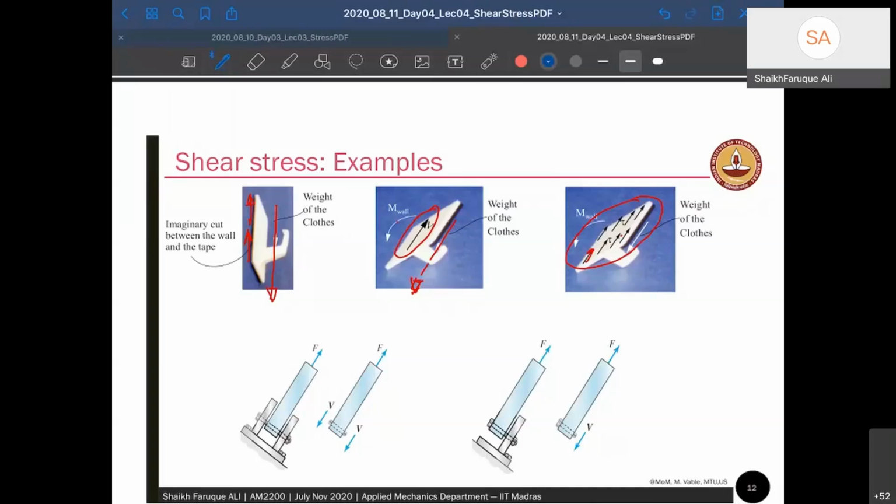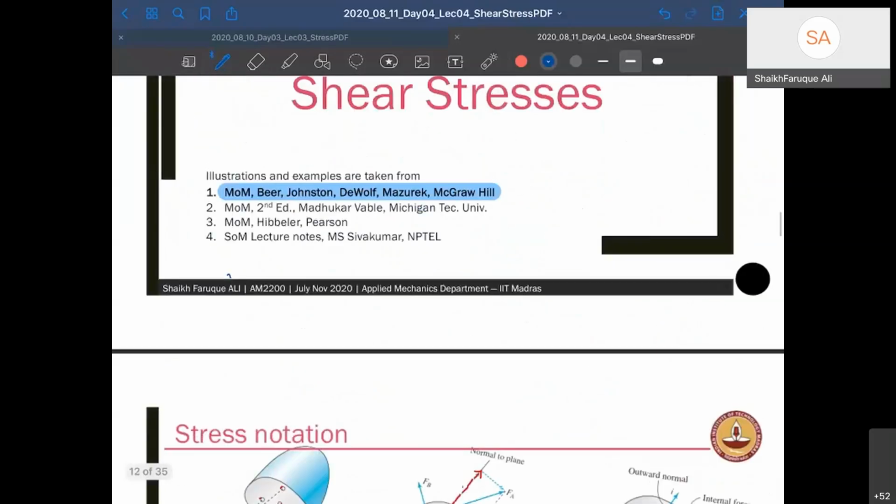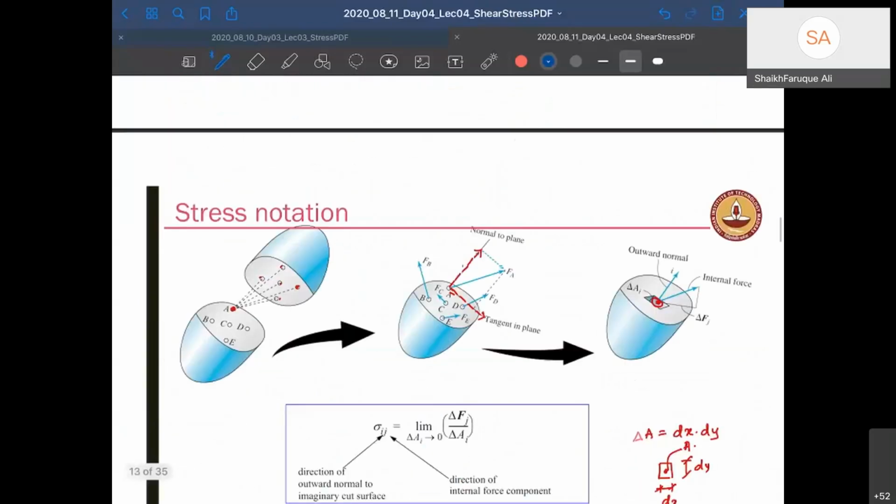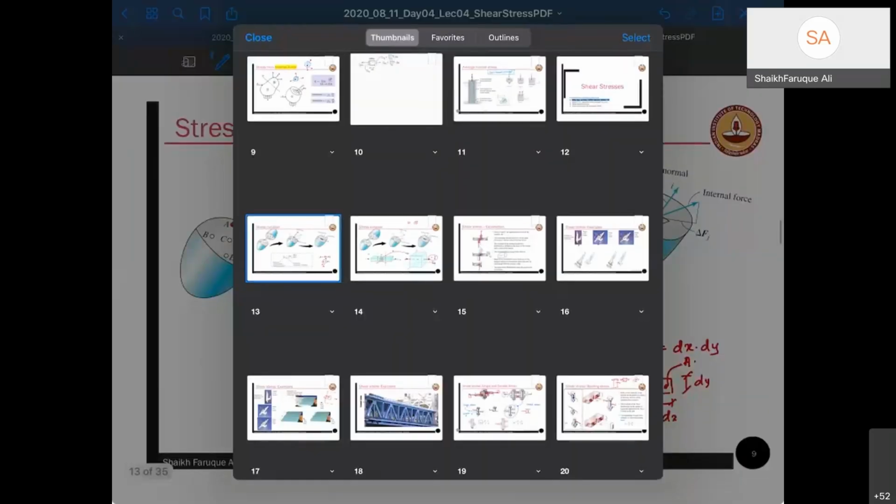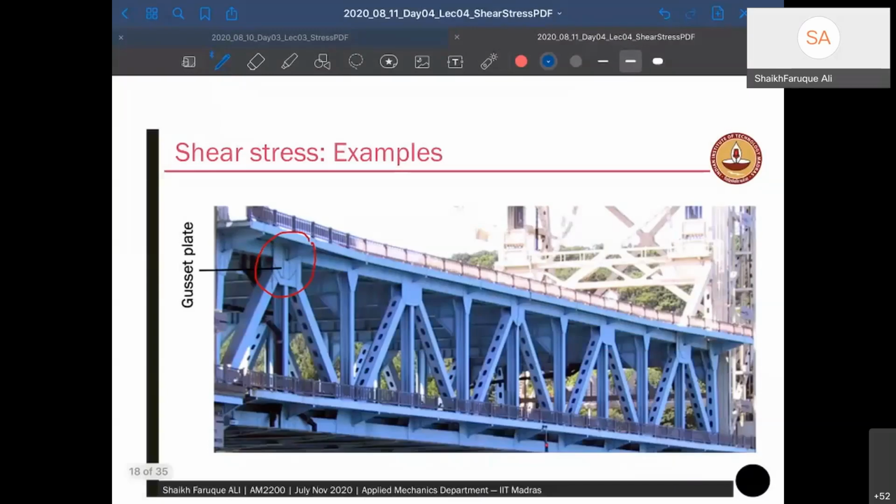I gave an example of gusset plates somewhere. I don't remember where it is. Yeah, here. If you see this structure, this is a bridge structure, right? The bridge structure will have a lot of members coming from different directions. This is one member, this is one vertical member, this is another inclined member. They are all connected at this location.